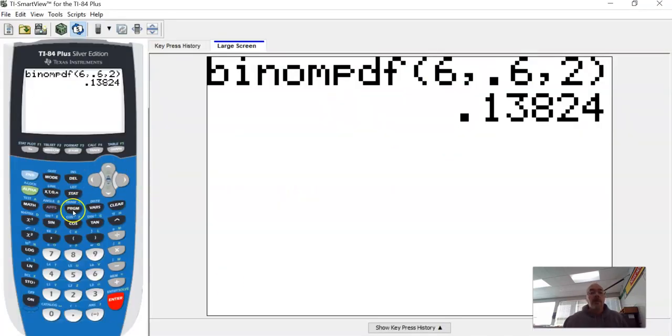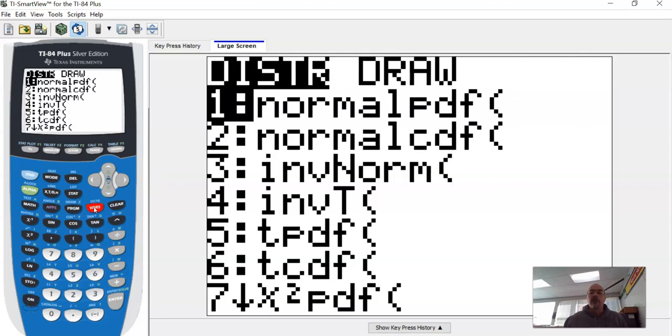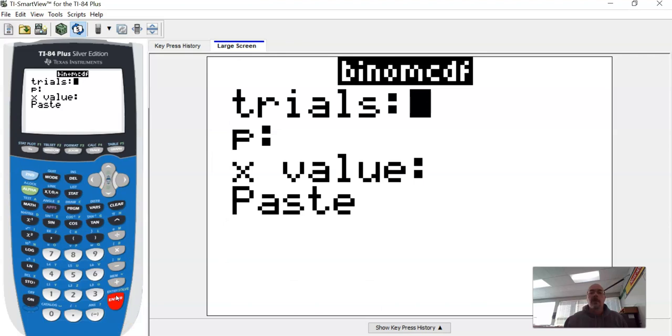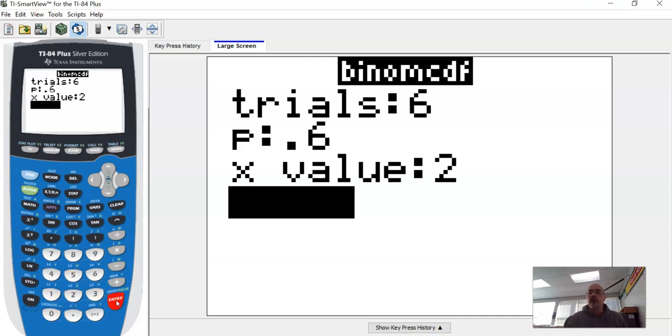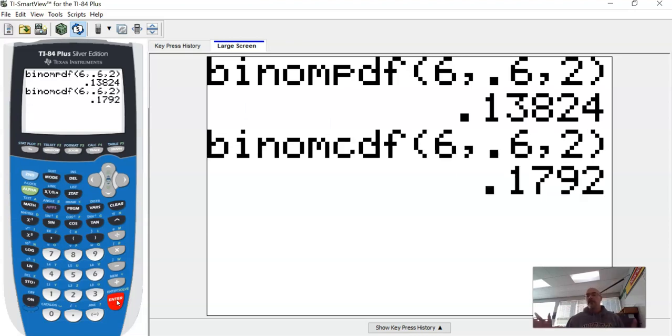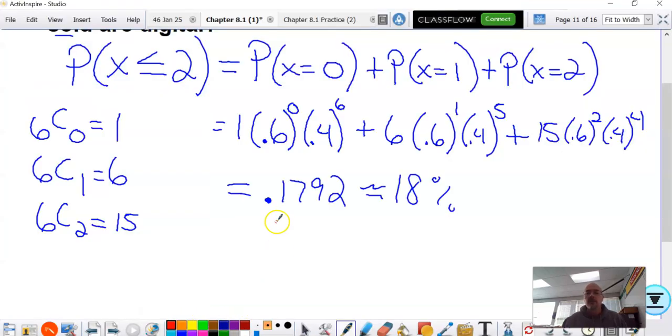So I'm going to go again, second vars, go to my calculator, and I'm going to go to, this time, letter B. And I'm going to pick it. And again, there's 6 fixed trials. The probability is 0.6. And the value is exactly 2. So now it's going to figure out 2, 1, 0. And look at that, 0.1792. And that is exactly, ladies and gentlemen, what we did when we figured it out by hand.